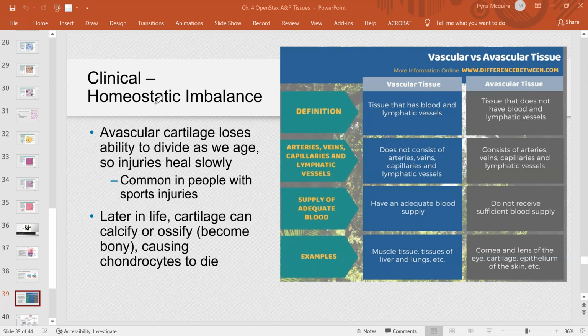Here's some homeostatic imbalance. Avascular cartilage loses ability to divide as we age, so injuries heal slowly. Right? Not only do those chondrocytes stop dividing, but because we do not have enough blood supply, right, we cannot heal very well. So it's common in people with sport injuries. Later in life, cartilage can calcify or ossify, become bony, causing chondrocytes to die.